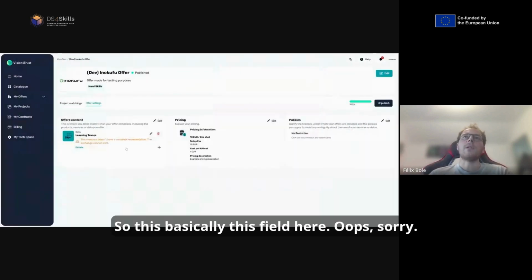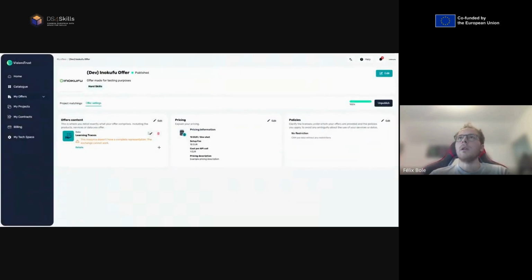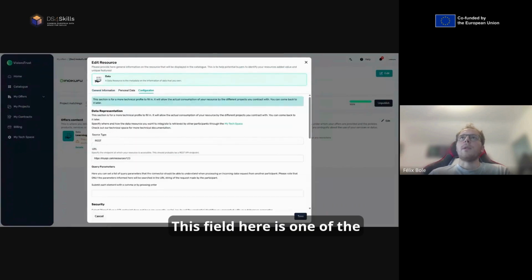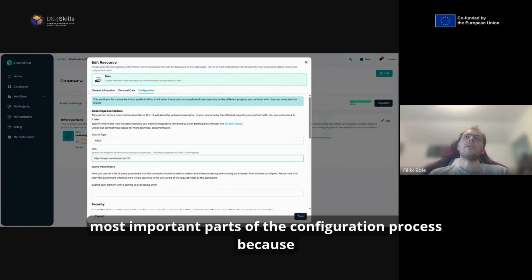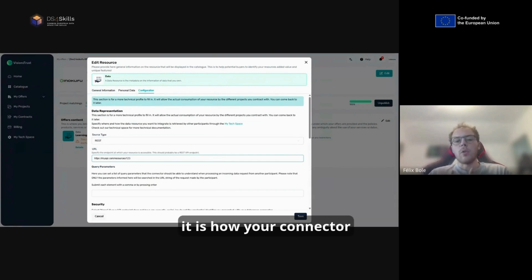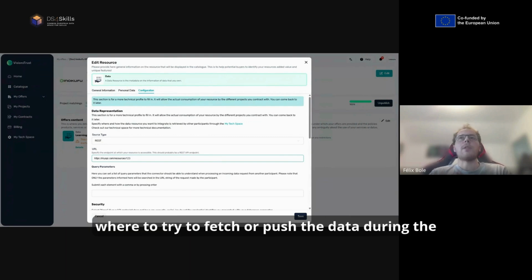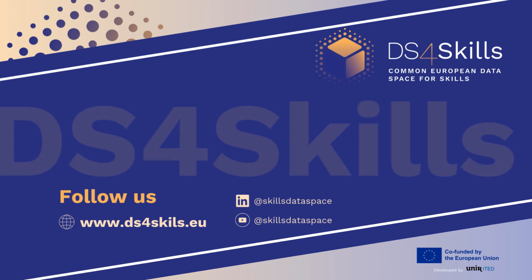So this field here is one of the most important parts of the configuration process because it is how your connector knows where to call and where to try to fetch or push the data during the data exchange workflow.